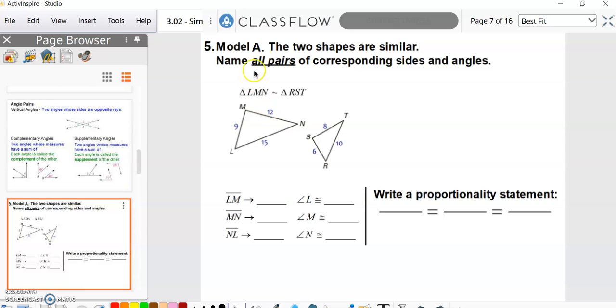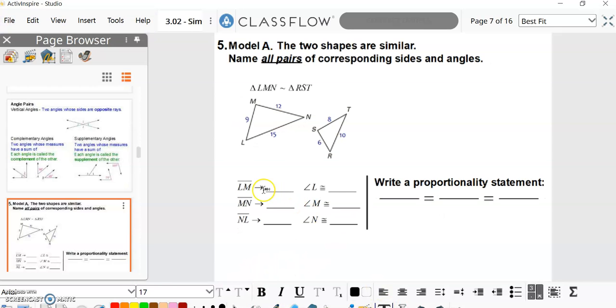Here's our first model. Model A: the 2 shapes are similar. Name all pairs of corresponding sides and angles. Let me get my text tool. We see the triangle right here. Triangle LMN is similar, that's what that little sign right there means, to triangle RST. So that means L is compared to R, M to S, N to T. So LMN, RST. When you read it that way, we have LM is going to be congruent to RS.